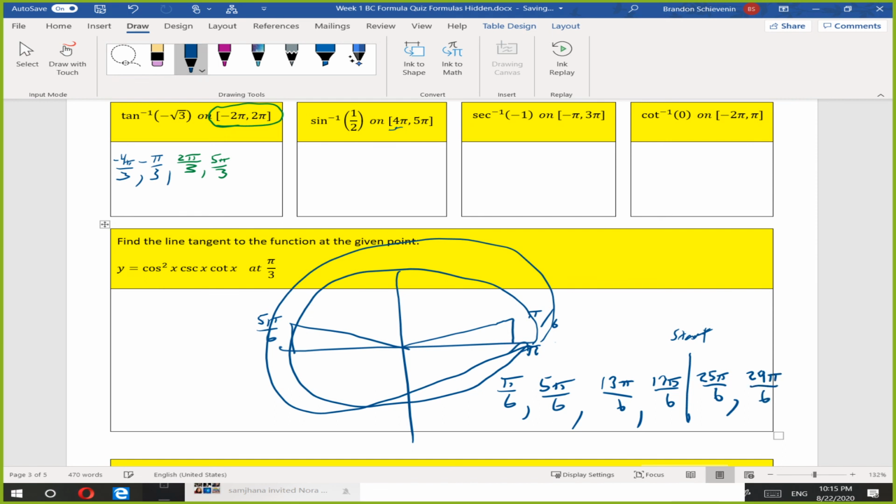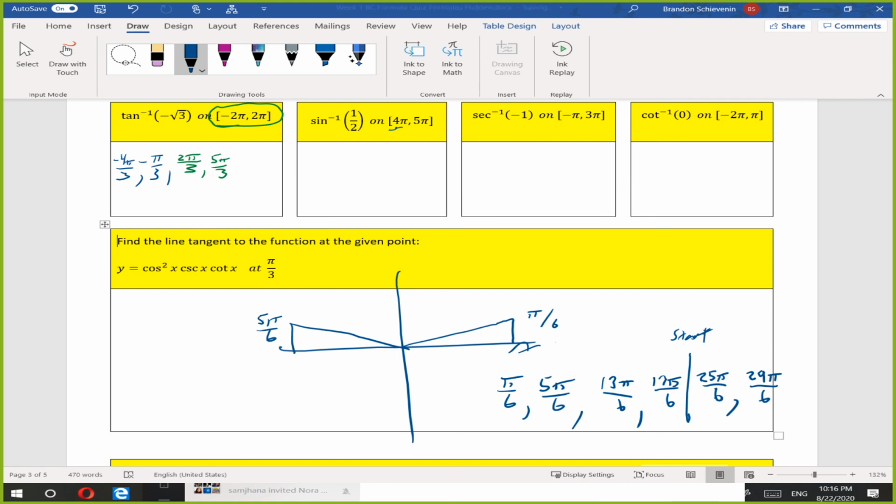Perfect. Okay, and now I just want to make sure that I didn't go too far. So 5 pi is the same thing as what over 6? So our bounds were 4 pi to 5 pi. Okay, so that's 30 pi over 6 is my ending bound. And my starting bound is actually 24 pi over 6.